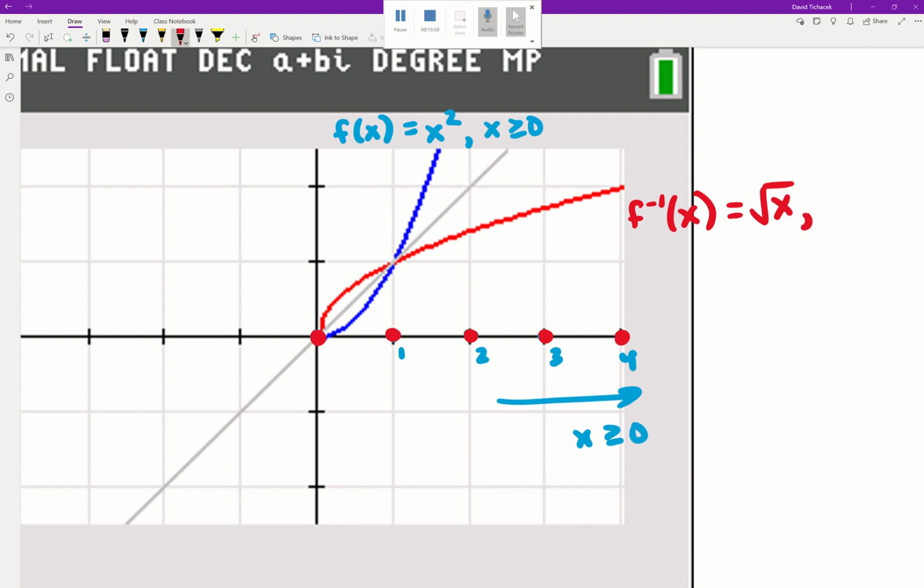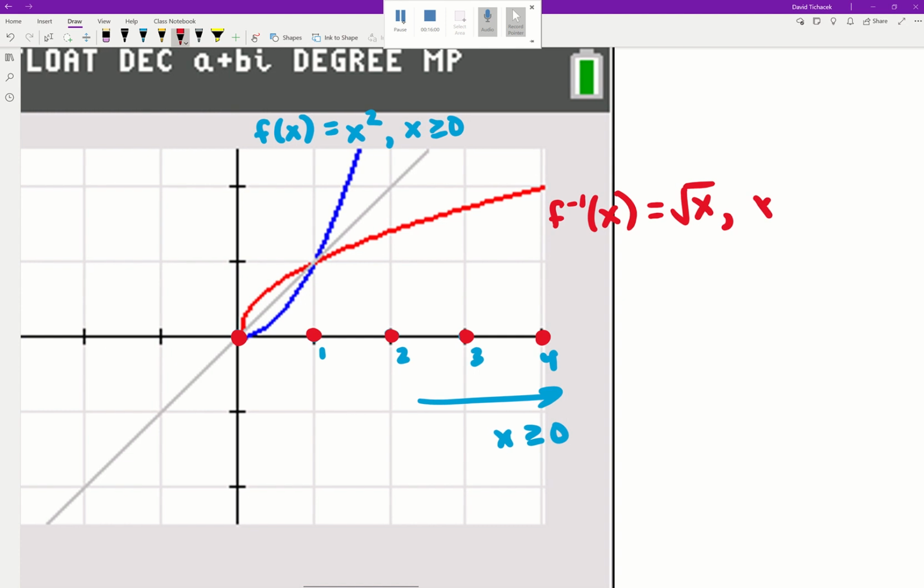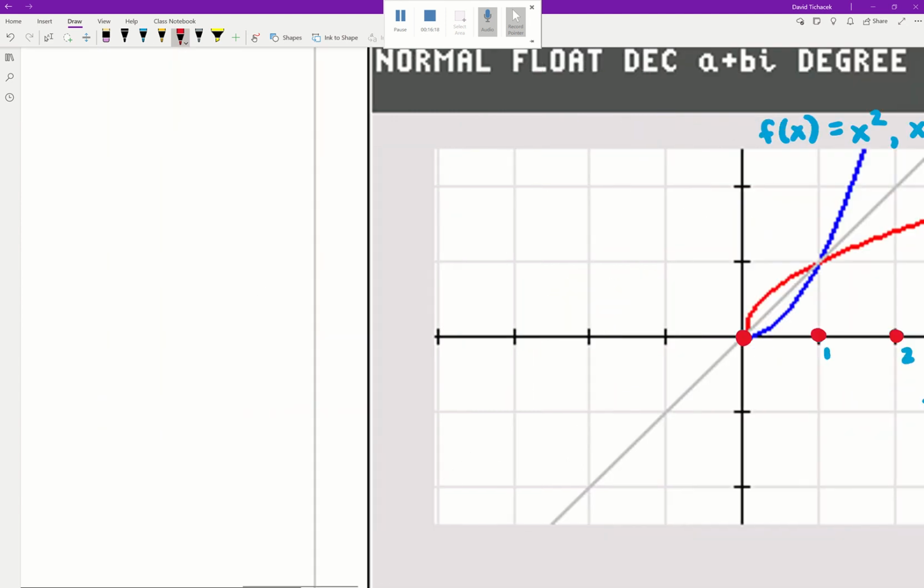So the domain restriction on this one would simply be all of the x's that are greater than or equal to 0. So it just happened to be the case that the domain restriction for both your original function and your inverse function turn out to be the same. But I would say that the easiest way to figure out what your domain restriction would be, if you have one, is to just simply graph both and then see what the domain would be from the graph.